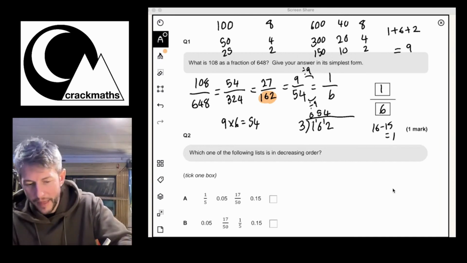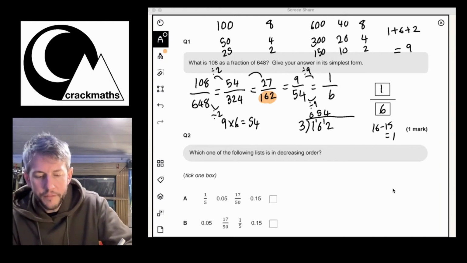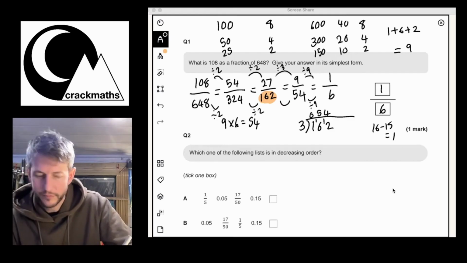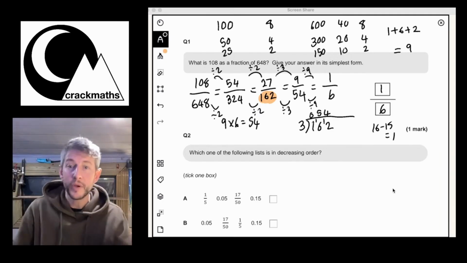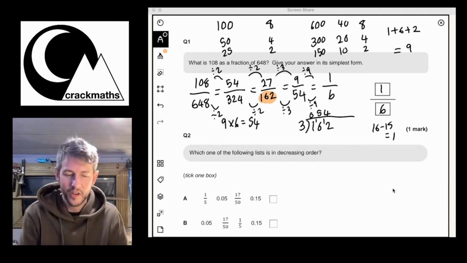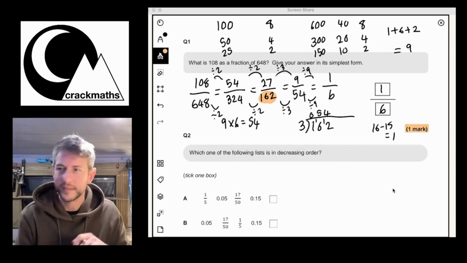And just to recap that, we halved, halved again, we divided by 3, and then we divided by 9 because I recognised that both those numbers were divisible by 9. Okay, so that is 1 mark.